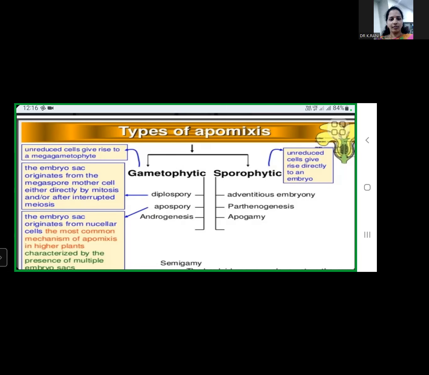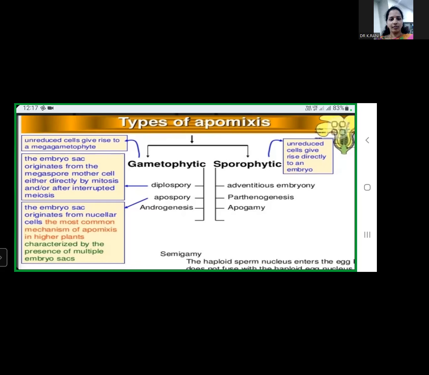That means the normal process of reproduction. Gametophytic means the normal way. Last week we discussed microsporogenesis, megasporogenesis, and development of the embryo after fertilization, double fertilization and triple fusion. These are all included in the gametophytic way. The embryo sac originates from the megaspore mother cell either directly or after interrupted meiosis, or originates from nucellar cells. This is the most common mechanism of apomixis in higher plants.